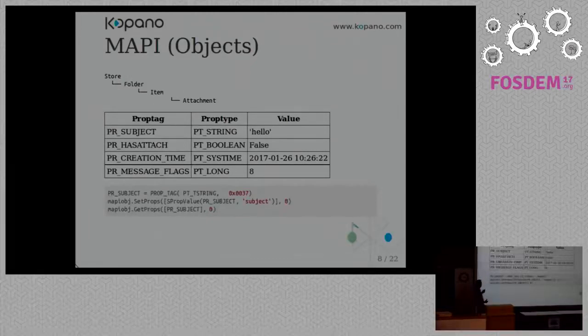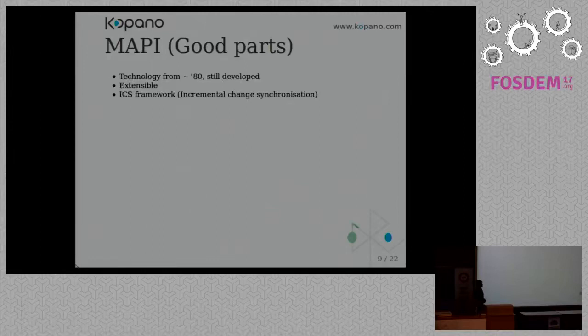All these objects have in common that they have a set of properties, and these properties have a unique identifier. For example, the subject, which is called PR_SUBJECT in MAPI. From that prop tag, you can derive the type: is it a string, a Boolean, a timestamp? And it has a value. So it's a bit like a key-value store, which means you can create your own properties quite easily. It's easy to extend. With two operations, you can set a property or get a property. We've worked for a long time with MAPI, and this extensibility is something we really like.